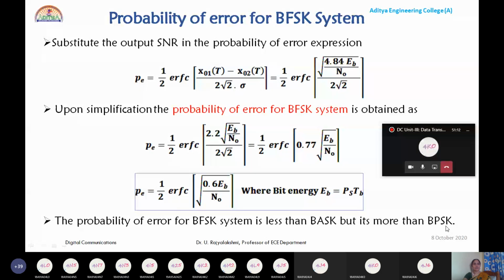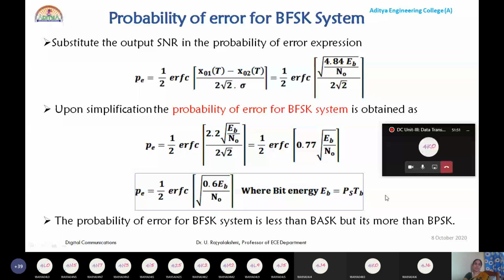Now I request the students to kindly add these 2 points. Which points? Probability of error and output SNR equations in the tabular data which we studied in the second chapter. So please also add these expressions of BFSK, BPSK and BASK in the comparison table, because you can add 2 more points.